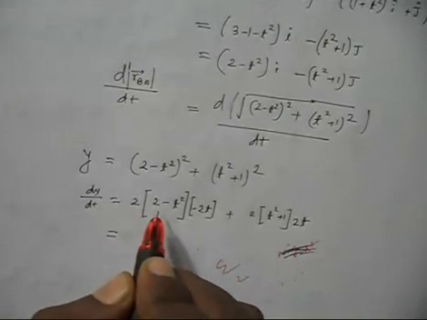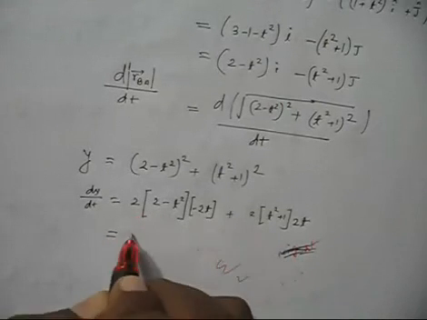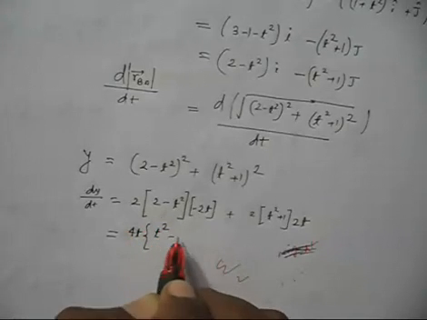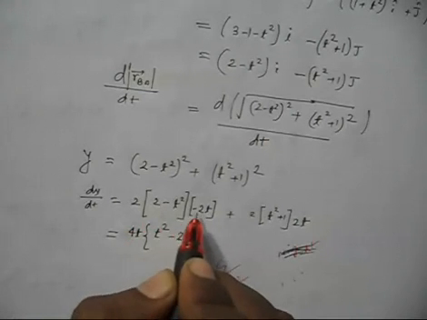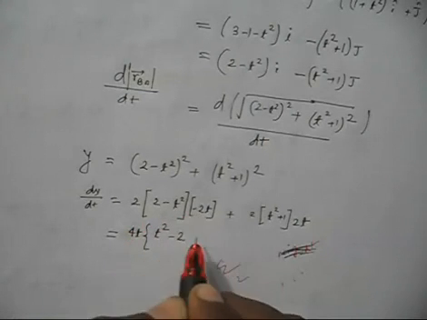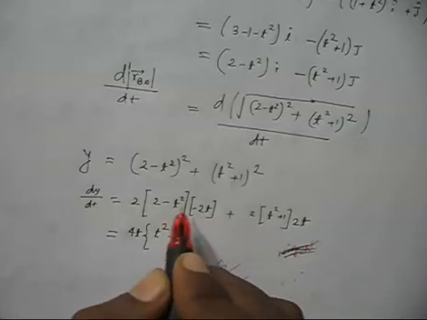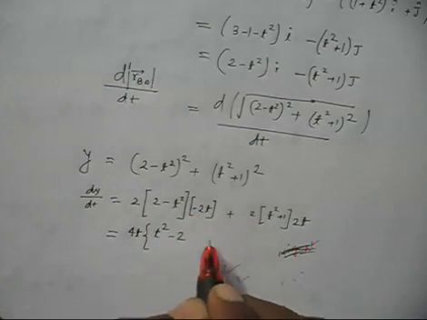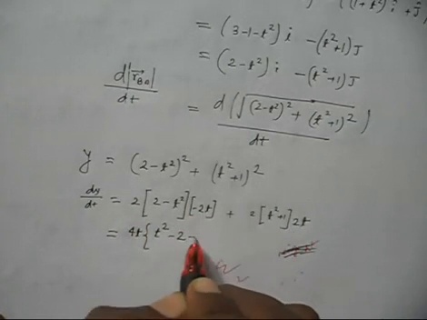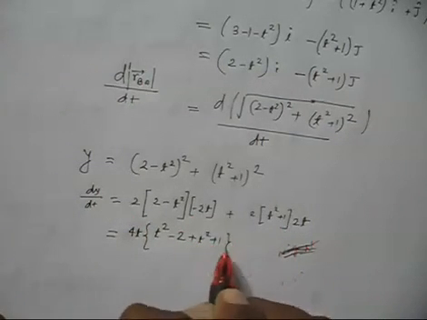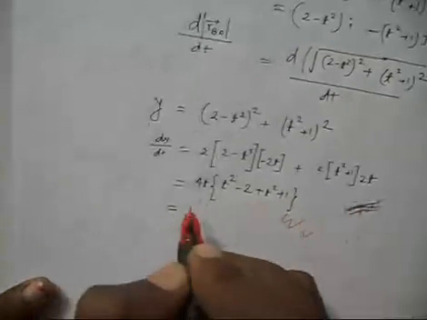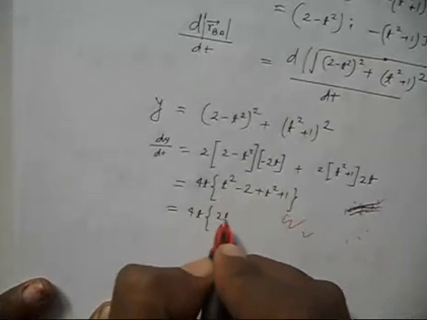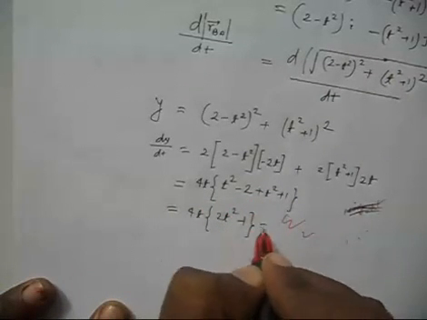So 4t I can take common. Minus goes here, so t square minus 2, so 2 plus minus minus plus, and then minus 2 into 2, this 2 is already common, so I simply multiply by minus, so minus t square plus 2. Now 4t is common, so I have to add 1, and then I write 4t into (t square plus t square), 2t square minus 1, this is equal to 0.